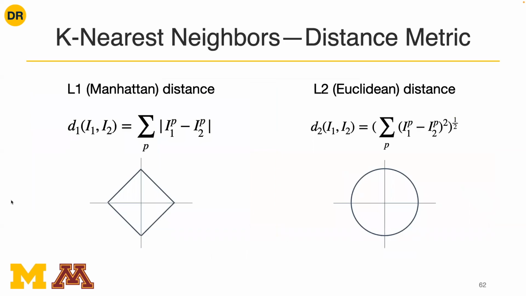So for k-nearest neighbors, we earlier were looking at the L1, the Manhattan distance for computing similarity or distance. That's not the only choice that we could use. So instead of L1, we could use, let's say, Euclidean distance.